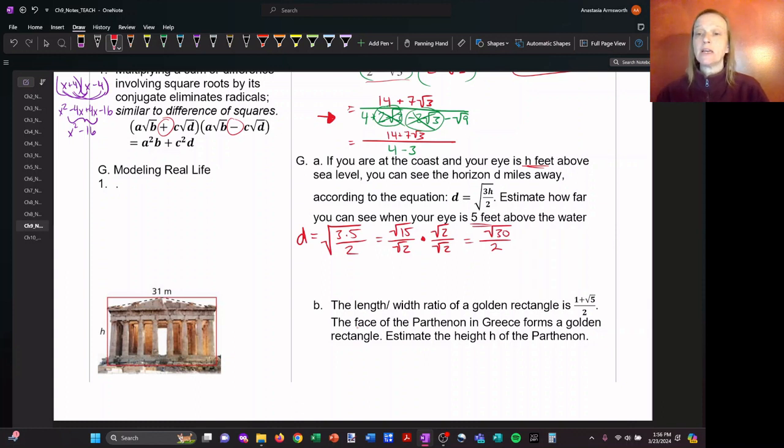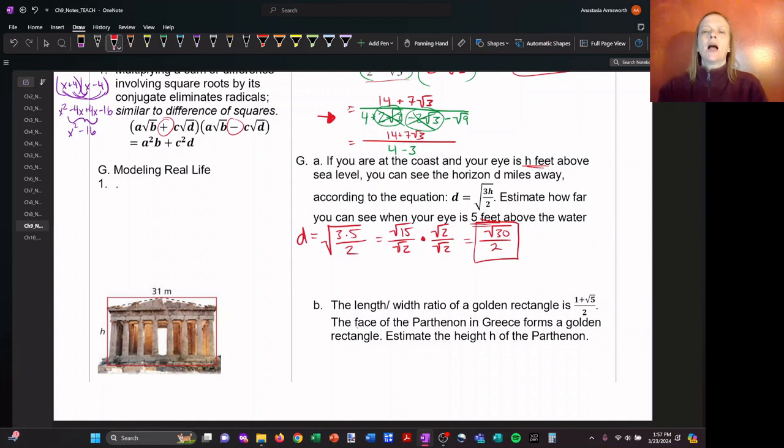The square root of 30 is actually, in simplest terms, the prime factors are 2, 3, and 5. So there's no further simplification I can do there. There's no perfect square I can pull out of a 30. And so this answer is complete, or fully simplified. And if I actually wanted a number value, I could plug in the square root of 30 divided by 2 on my calculator and get a number value for that.